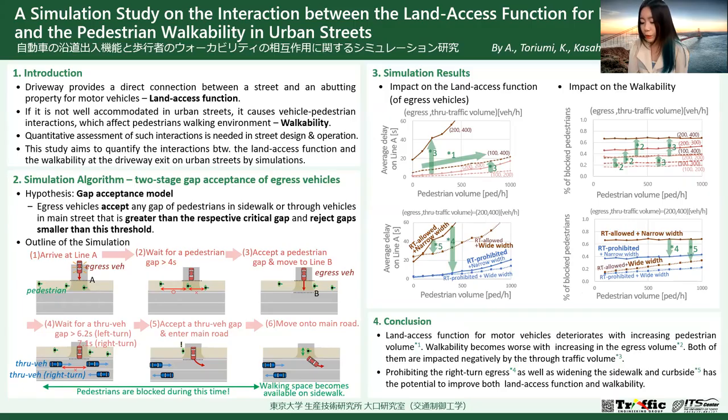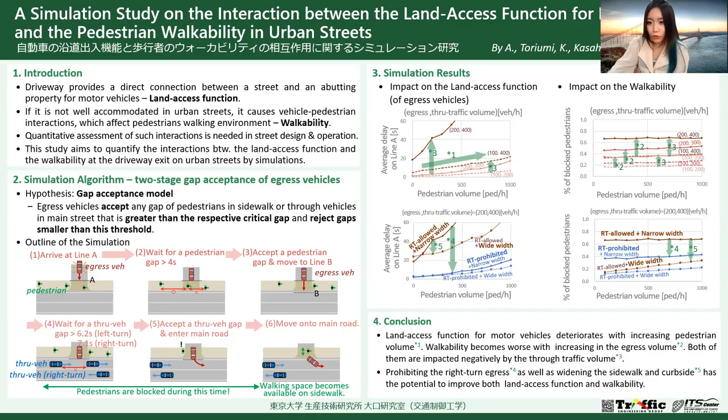walking on the sidewalk. Egress vehicles from the off-street need to find a gap between the pedestrians on the sidewalk to pass through it, and also should find a gap between the through vehicles and move onto the main line. And in this process, the vehicle sometimes stops on the sidewalk and blocks the pedestrians. And we conduct simulations to represent this kind of situation.